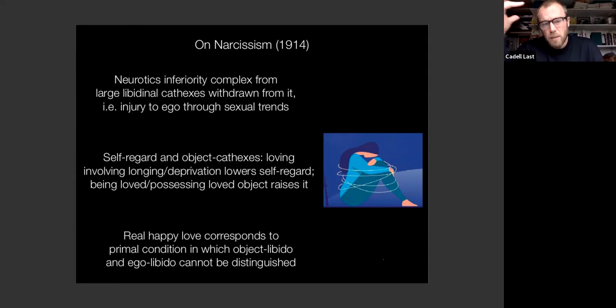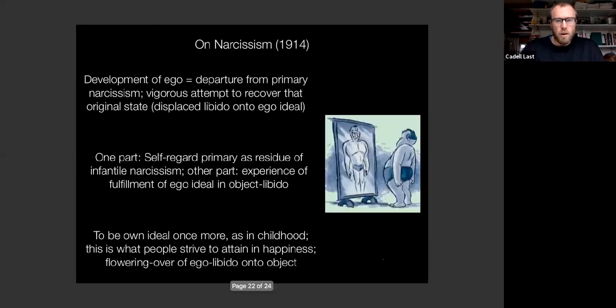He's not here saying how this is to be achieved, but whether it comes in the form of a man and a woman united in a happy marriage or not, it might even be something that's capable of being achieved in a sublimated form. I'm thinking now of yogic practice, which I think is basically trying to describe this condition, except achieved within oneself, and not with a sexual other. Nonetheless, this is the synthesis between the object libido and the ego libido that Freud is working towards throughout this paper.